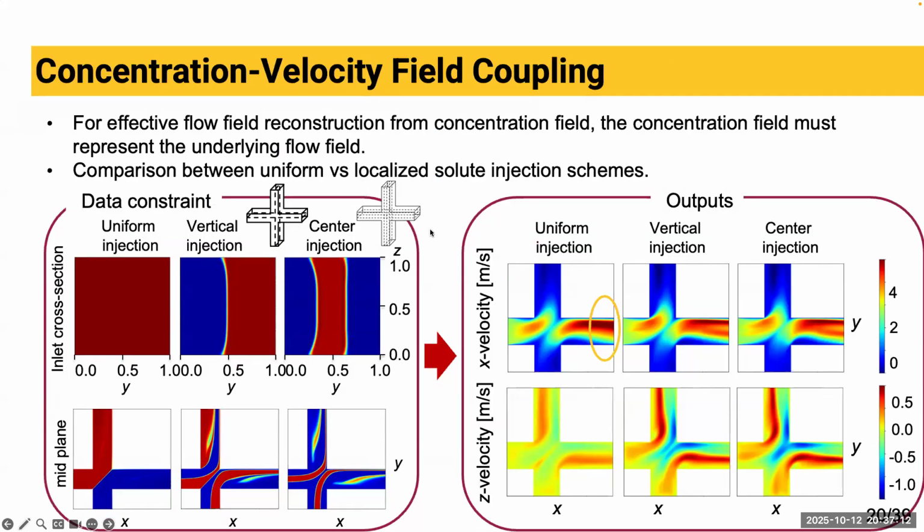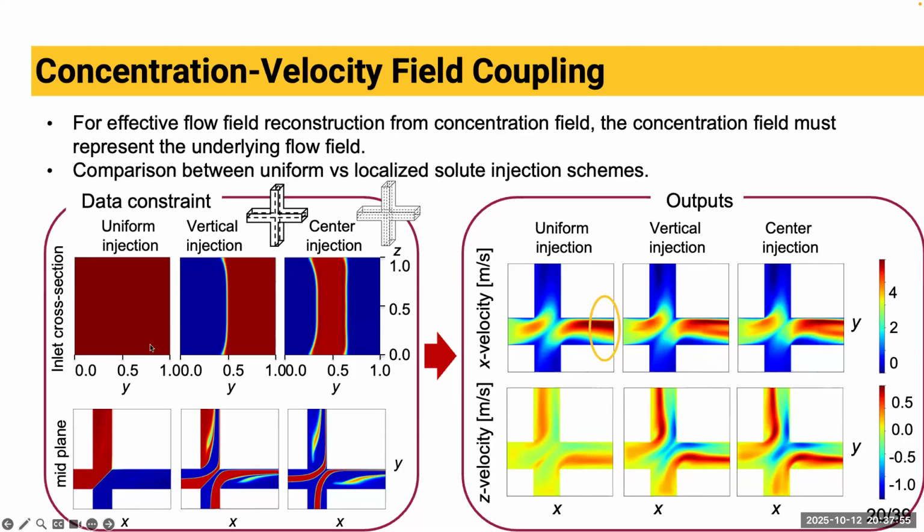We can infer velocity fields from the concentration field. And we realized that how you obtain the concentration field is important. The easiest way to get the concentration field is to inject your solute uniformly across the channel. This is a cross-sectional view of the channel at the inlet, and you can inject solute uniformly, something like this. However, the resulting concentration field will be really simple and monotonic, which does not represent the underlying flow pattern very well.